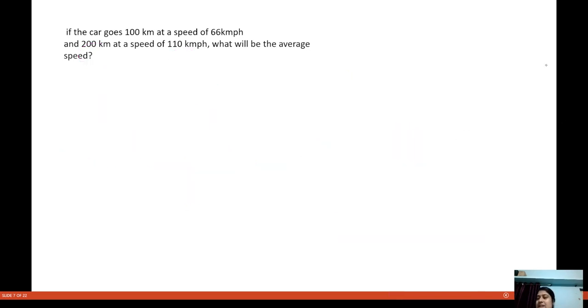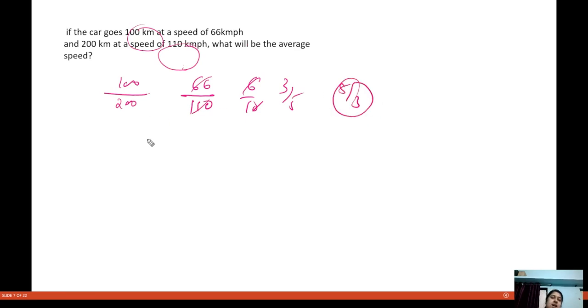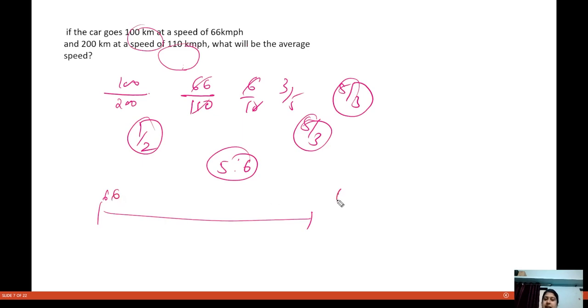Now see, this alligation method is very simple. See how simple this alligation method is for calculating average speed. You are given distance ratio 100 and 200. By speed you can calculate the time ratio. 66 by 110, that means 6 by 10, that means 3 by 5, that means 5 by 3. So now you have this ratio of 1 is to 2 and 5 is to 3, so the ratio becomes 5 is to 6. Now put your speed here, 66 and 110, put 5 here, put 6 here, and calculate the difference here. You get 44.